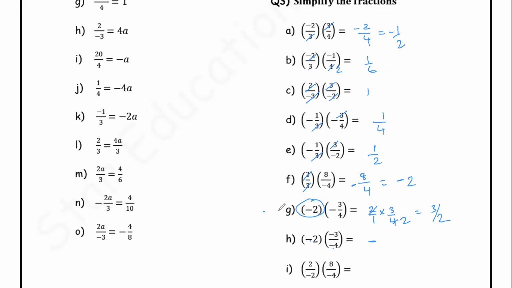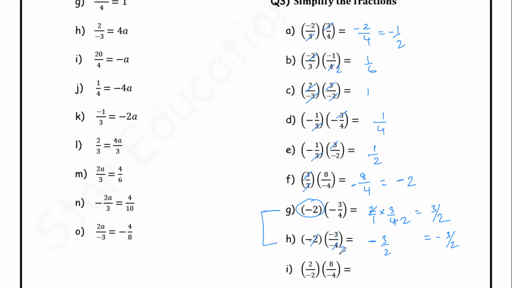Now if you look at G and H, they're just the same thing. The only thing is that there are three negatives. So my answer will be negative 3 by 2. I'll just work it out for you. So 2 goes into 4 two times, and I got 3 over 2. That way you don't get confused about the negative part.